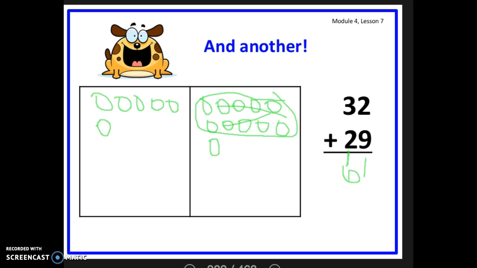And that's it. It's that simple. This method is called New Groups Below. And if you look at the board, we have our anchor chart on the board if you get confused, so you can remember how to do it.